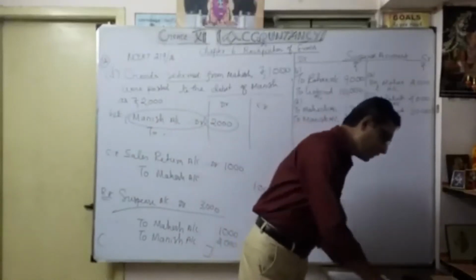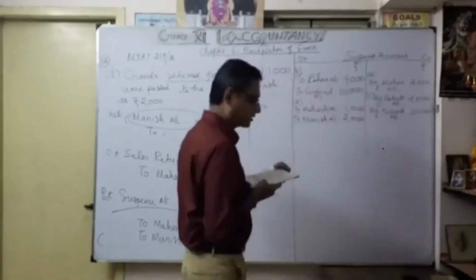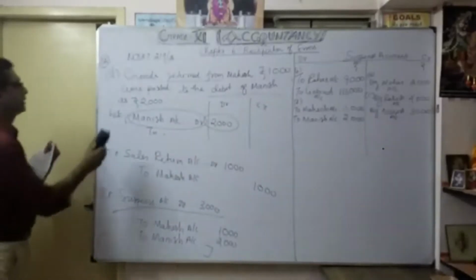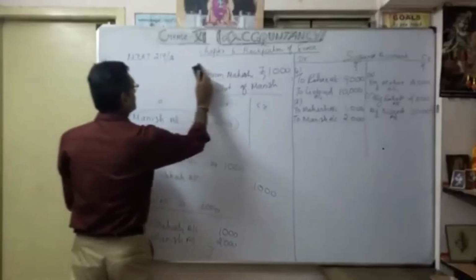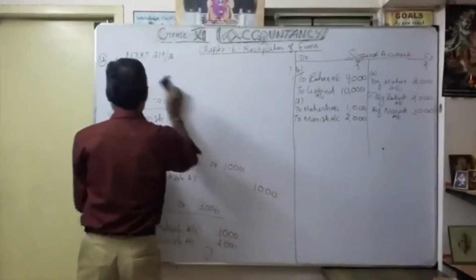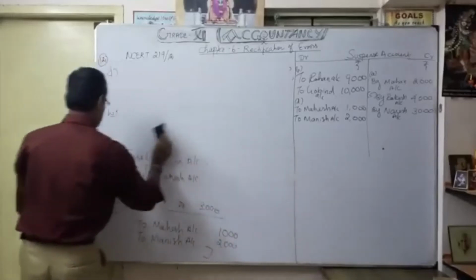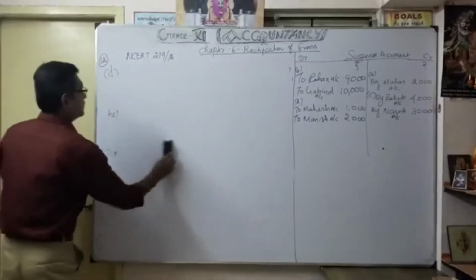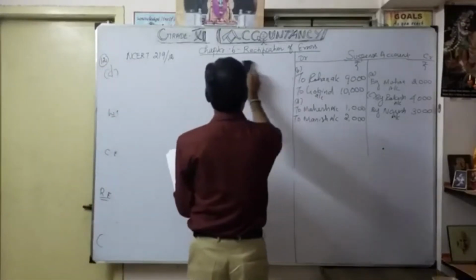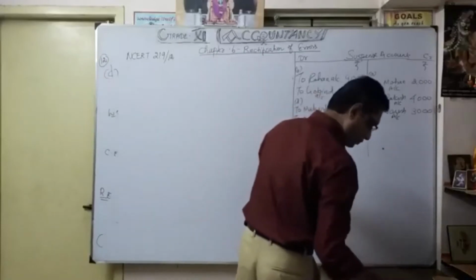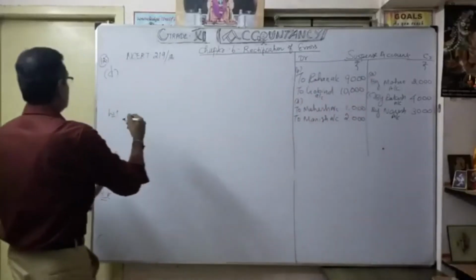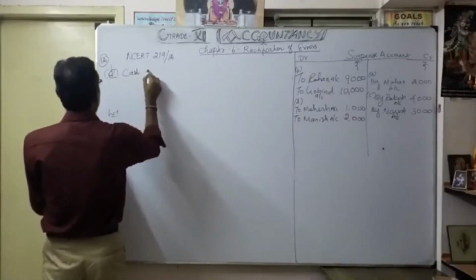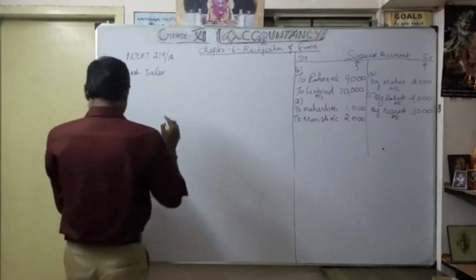Now move to the last one. So what is that? Cash sales. I hope that you watched this one. Now go for the last one. So what is the last one? Cash sales 2000. That is E.